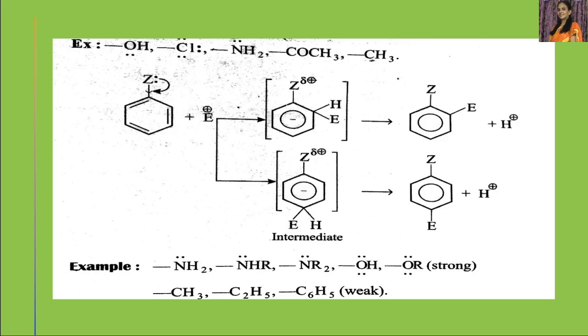So whenever an electron releasing group is present on the benzene ring as the first substituent, the electron density will be increased on the two ortho positions and one para position. So the incoming second electrophile has to go to either these ortho and para positions only. That we can show here.